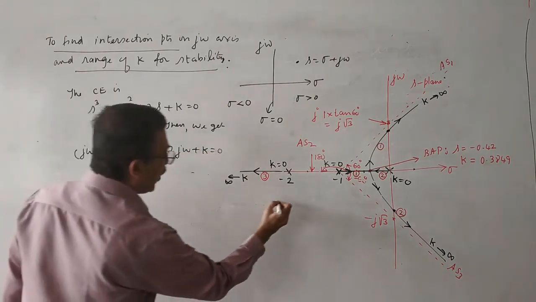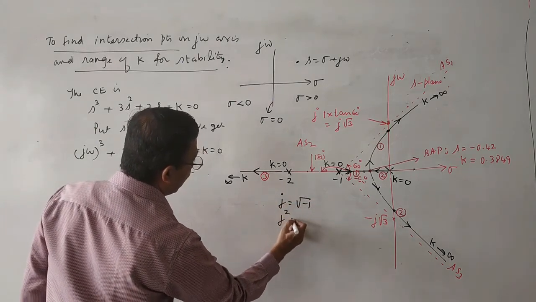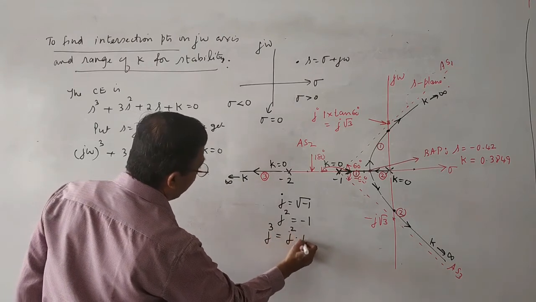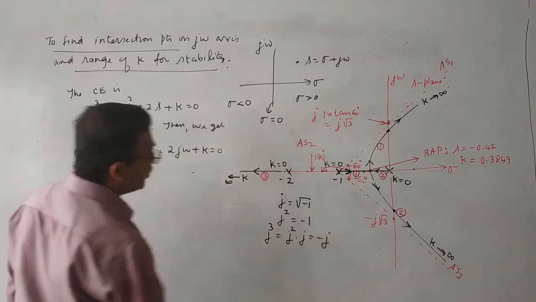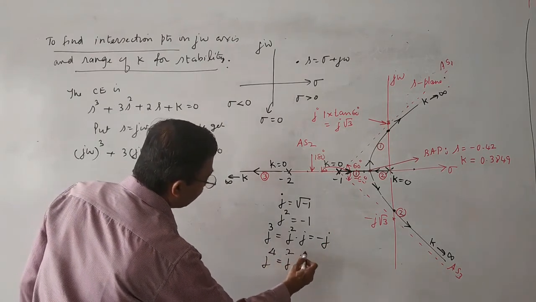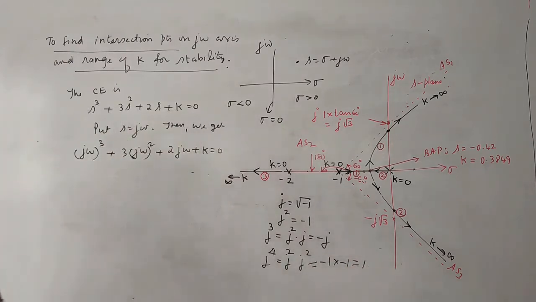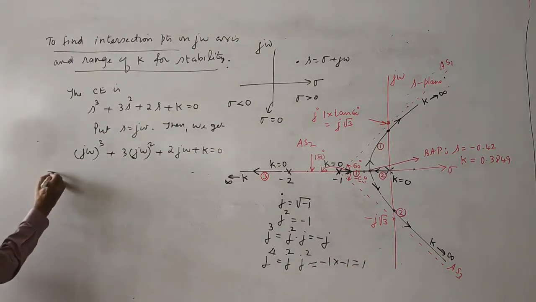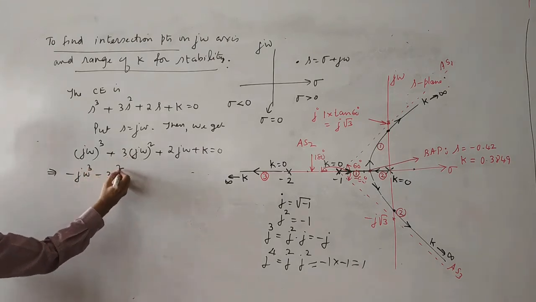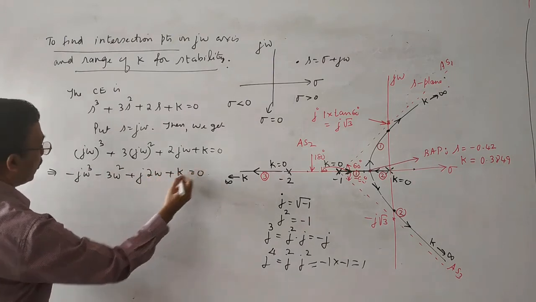What is j? J is root of minus 1. What is j square? Minus 1. What is j cube? J square into j means minus j. What is j to the power 4? J square into j square, minus 1 into minus 1 equal to 1. So j cube means minus j, j square means minus 1. So we get minus j omega cube minus 3 omega square plus j times 2 omega plus K equal to 0.